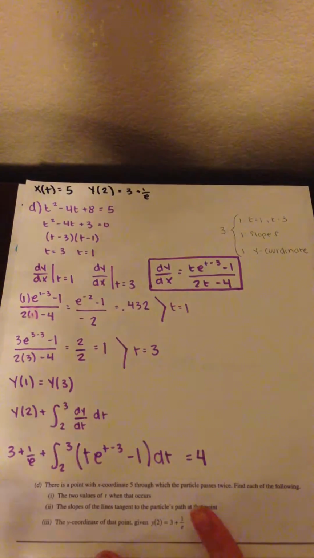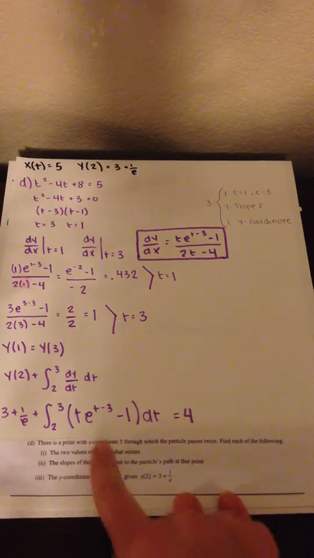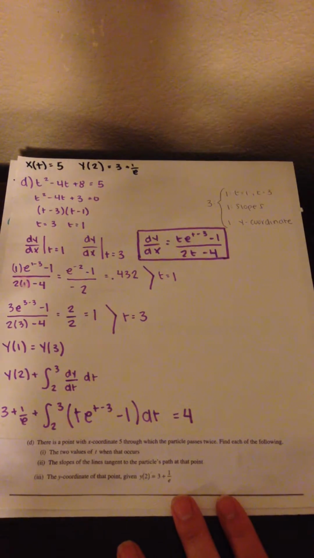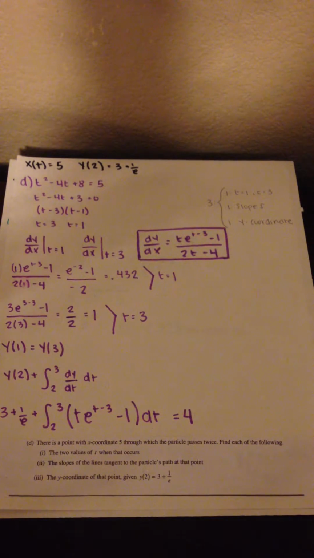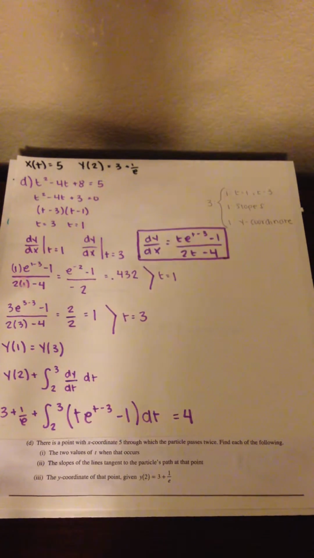And D. There is a point with the x-coordinate 5 through which the particle passes twice. Find each of the following. Number 1, the two values of t when that occurs. Number 2, the slopes of the lines tangent to the particle's path at that point. And number 3, the y-coordinate at that point, given y of 2 is equal to 3 plus 1 over e.